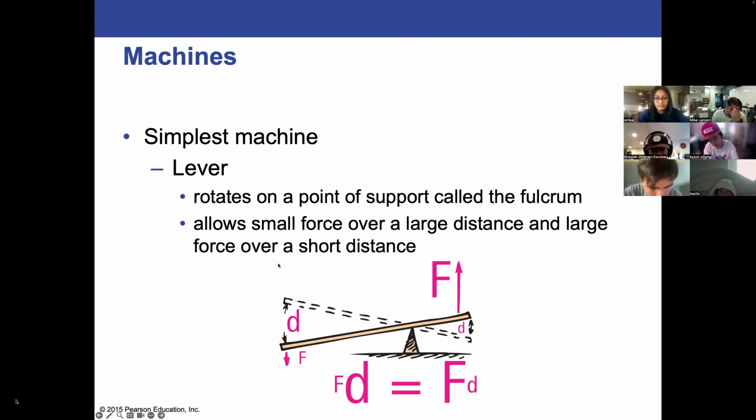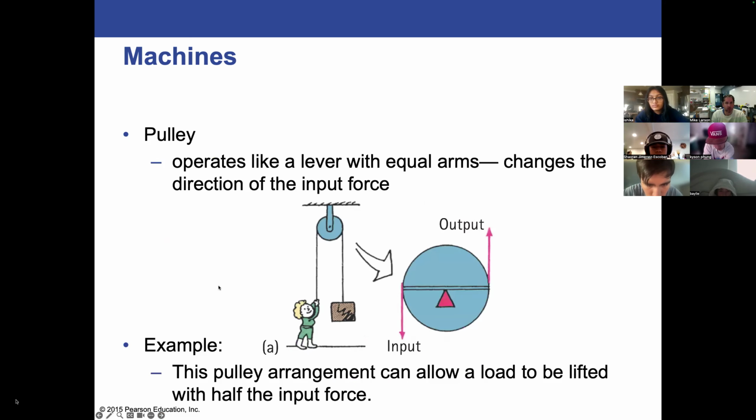All right, anyone need more time? No? Okay, next slide. Pulley. So a pulley is like a lever with equal arms. It changes the direction of the input force. So like this one, you pull down to lift up, but it can also allow a load to be lifted with half the input force.